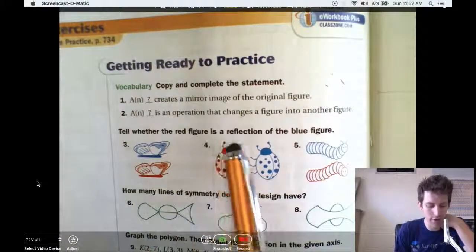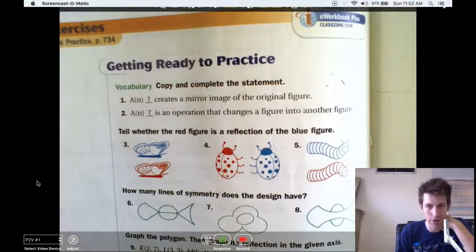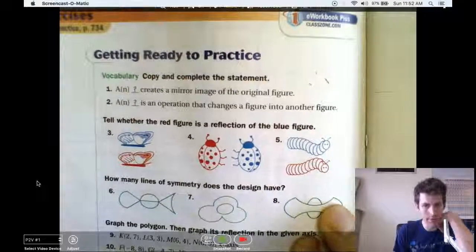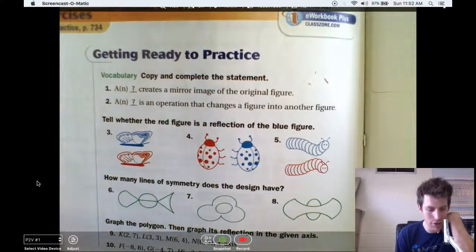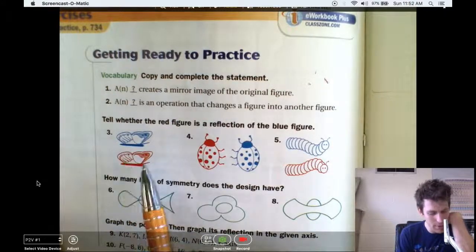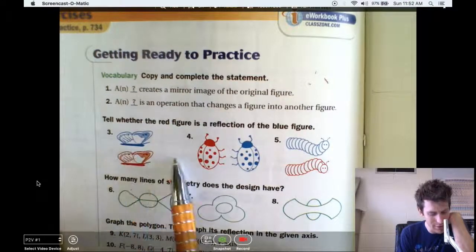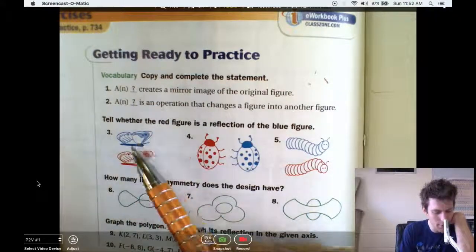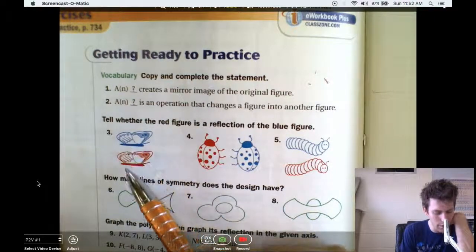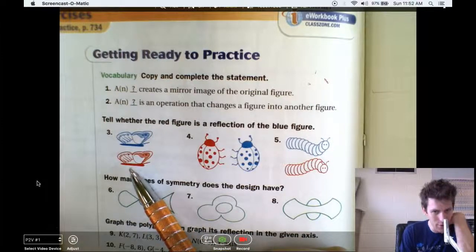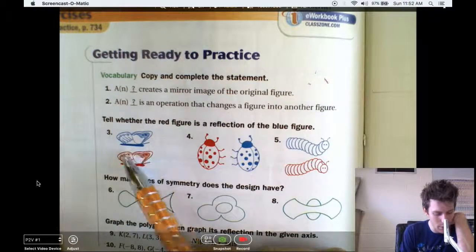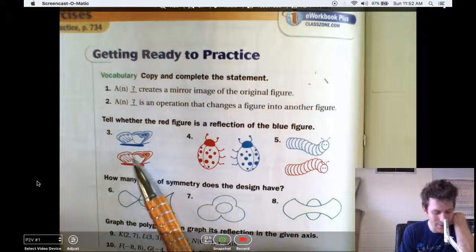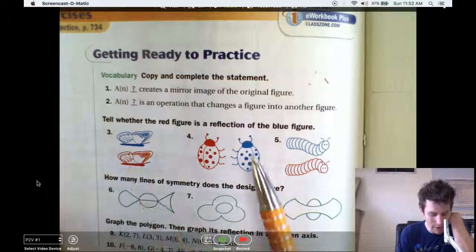Tell whether the red figure is a reflection of the blue figure. Remember, it's got to be folding. They're going to try to trick you here. Look at number 3. It looks like you could have maybe a horizontal line here, but if you flipped that blue over down to the red, it would look different, wouldn't it? The body would be up here and the wings would be down here. So that's not a reflection.